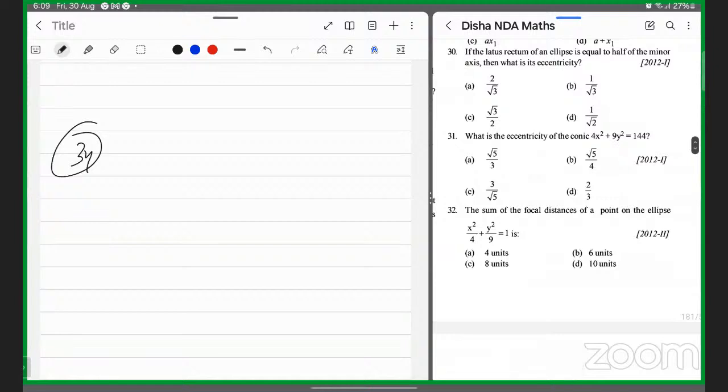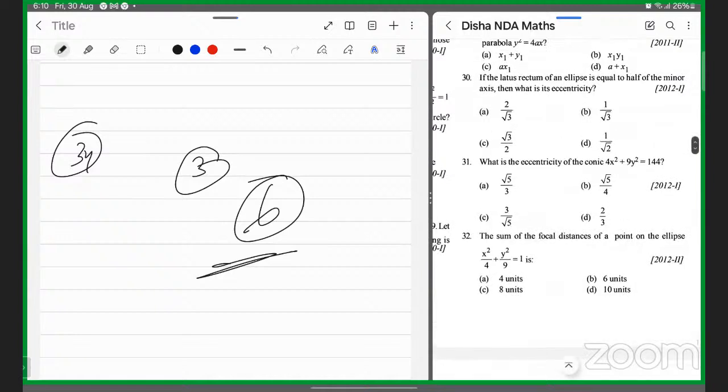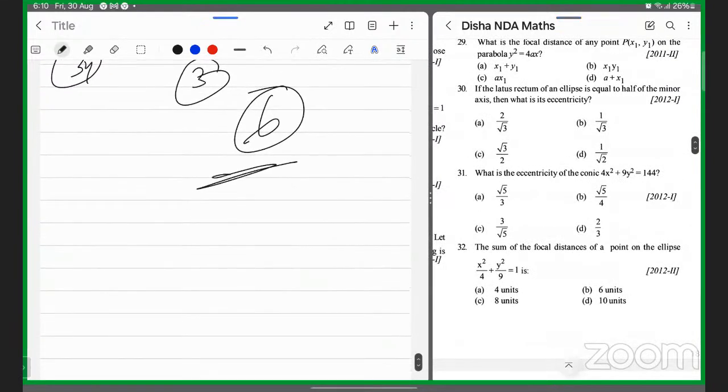The sum of the focal distances of a point on the ellipse. Here the major axis is 3 length, so that means 6 units for the ellipse. Here major is not A, here major is B. B square is 9, so B is 3. So the sum of focal lengths is 2 times B, which is 6. Understood? Now 31, solve, hurry up.